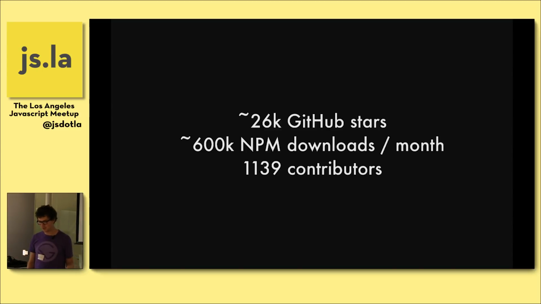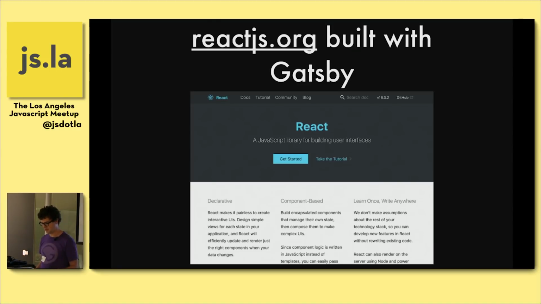Yeah, so Gatsby has gotten really popular. It's something around 26,000 stars, over 500,000 downloads a month, 1,000+ contributors. It's quite the little community, which is really fun. React.js.org, some of you might have been there. It's built on Gatsby. It's a Gatsby site.